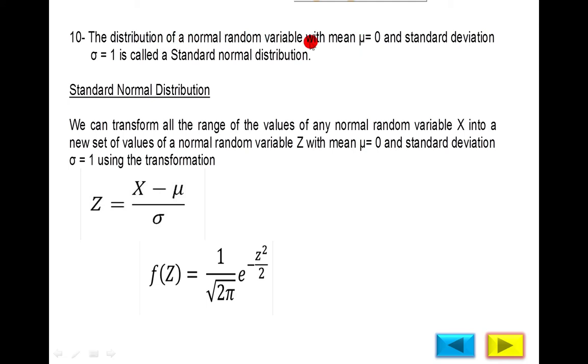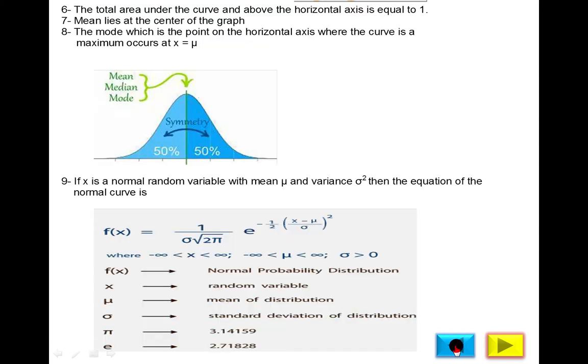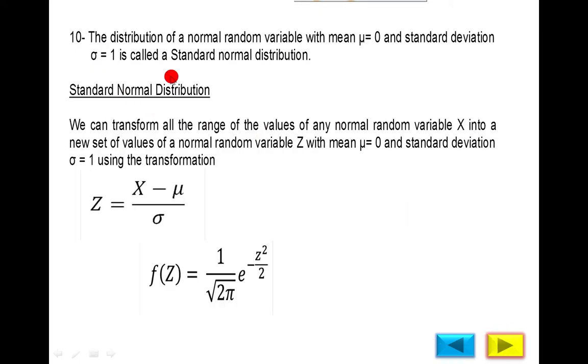The distribution of a normal random variable with mean mu equal to 0 and standard deviation sigma equal to 1 is called a standard normal distribution. If you calculate the mean and standard deviation of the data, the mean lies at the center of the data. If the values are negative and positive, the mean may be 0. If the graph is bell shaped and the standard deviation is 1, it is called a standard normal distribution. This is the normal distribution and standard normal distribution.